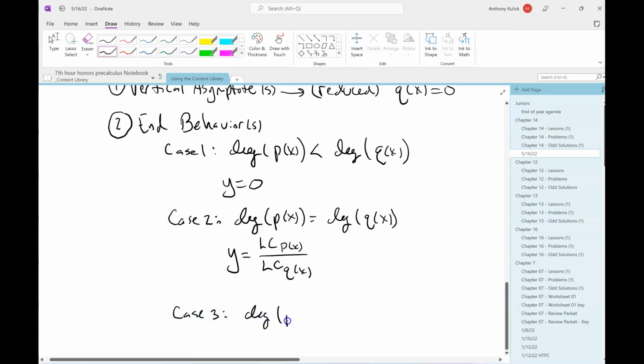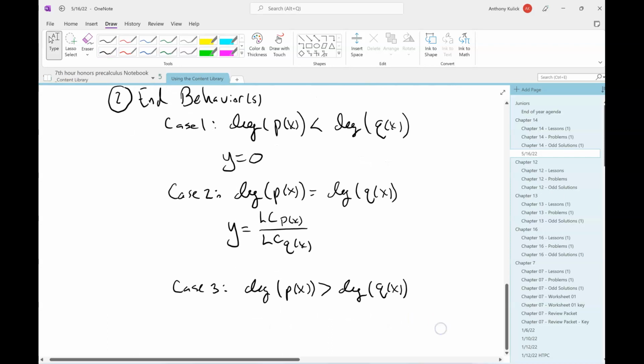And in case 3, where the degree of P of x is greater than the degree of Q of x, we're going to use polynomial division to find our slant, or sometimes it's called an oblique asymptote.